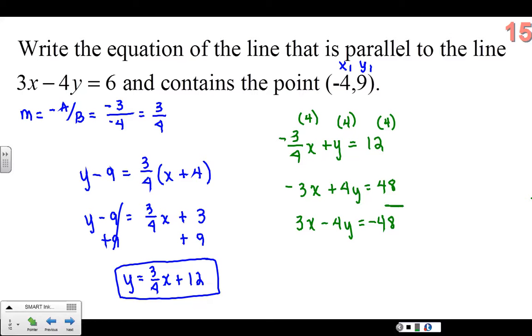Notice that the left side of the equation, the 3x minus 4y, matches what you've got in this equation. They were supposed to be parallel lines, so those would have to match. In that case, they do. So this is the standard form version of the equation. A lot of forms you have to keep in mind as you're doing these problems.